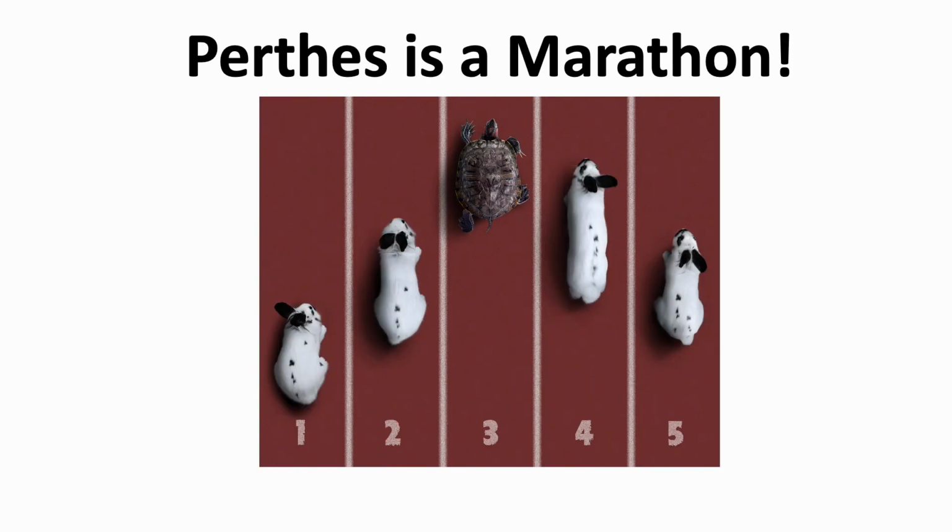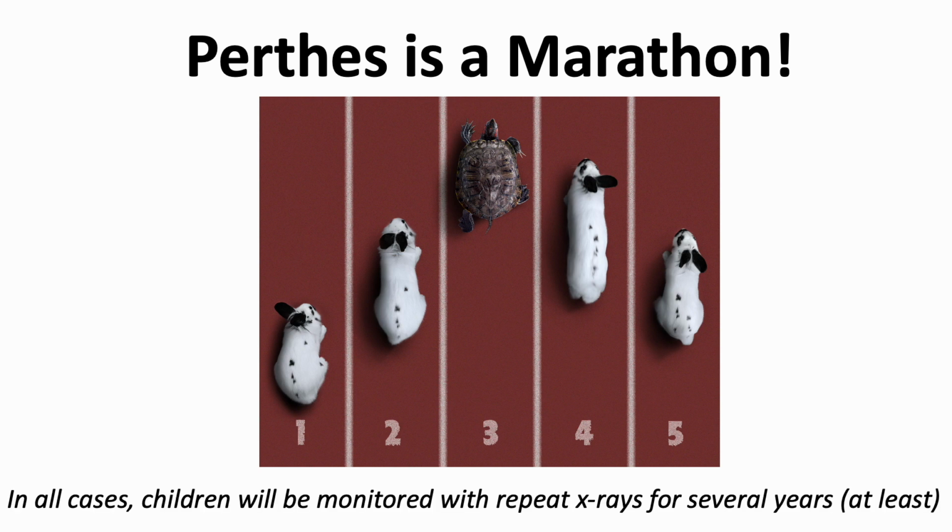Overall, it is important to remember that Perthes disease is a marathon, not a sprint. The entire process from initial disruption of the blood supply through final healing and remodeling can take up to 3 years. Your physician's recommendations will be different at each stage, but your family should be prepared for a potentially long road. In all cases, children will be monitored with repeat x-rays for several years at least.